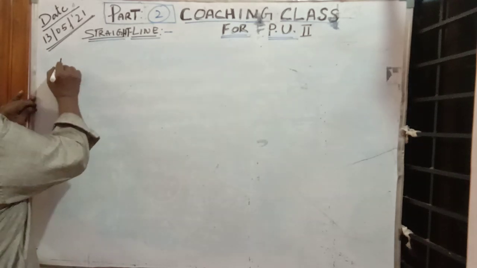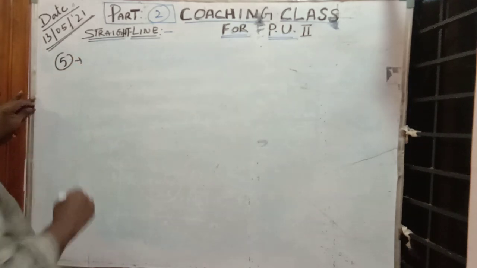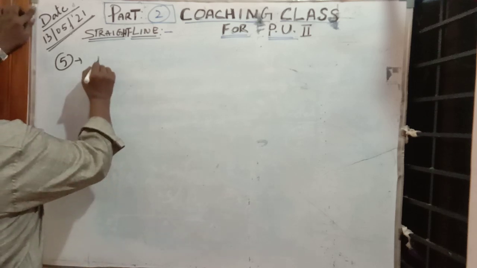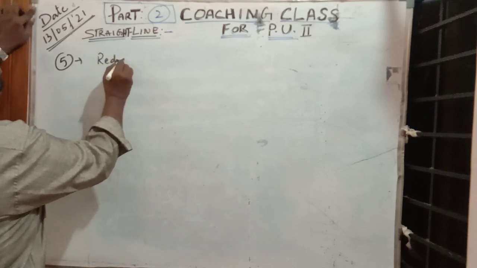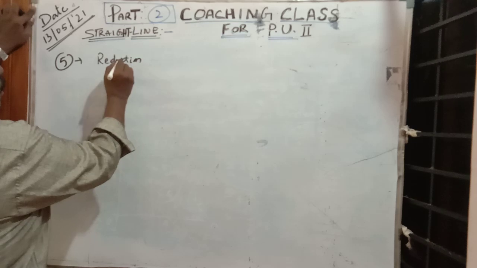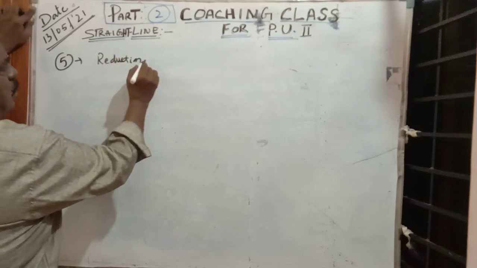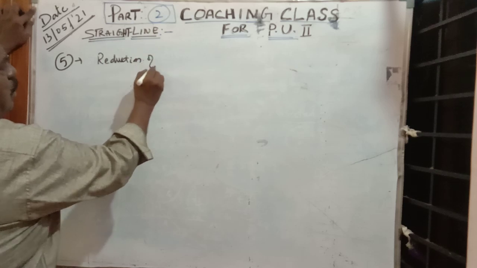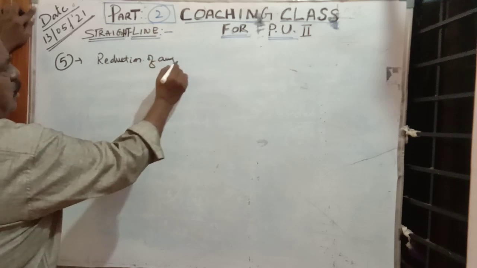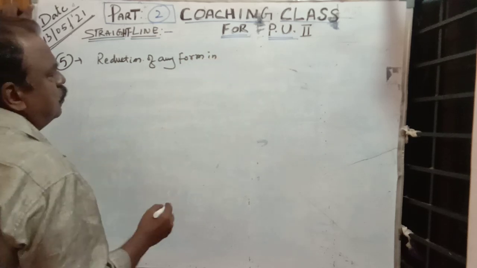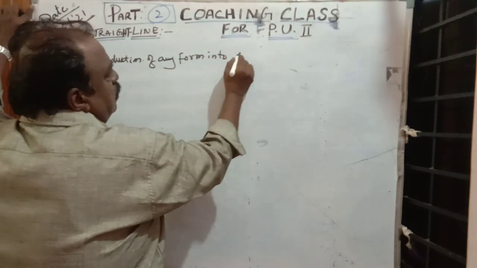Next, Arabic number 5: reduction of any form into general form.